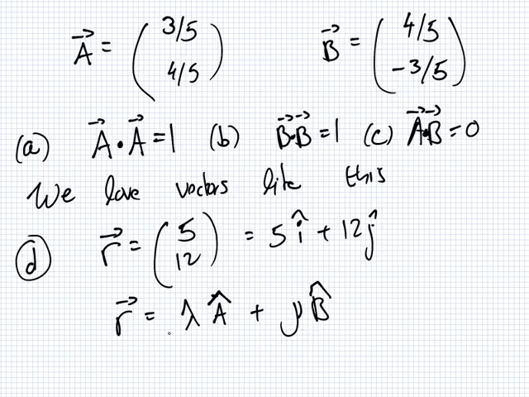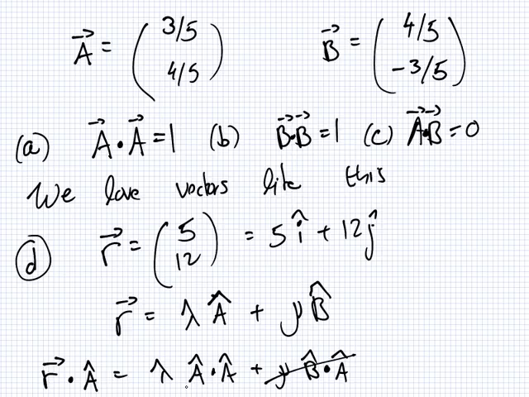Watch what happens here. If I dot both sides by A, OR dot A equals lambda A dot A plus mu B dot A. What's B dot A? 0. What's A dot A? 1. So you have a very easy way to work out lambda. Lambda is just A dot OR. And here's the A, and here's the OR. So can you give me the lambda, please?